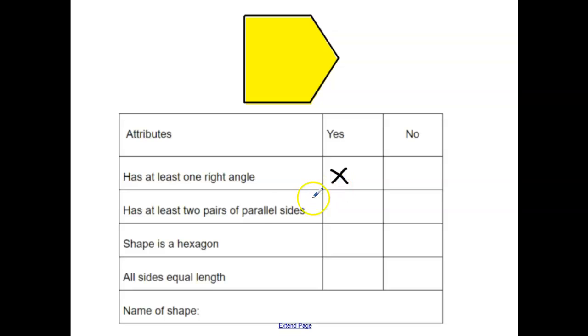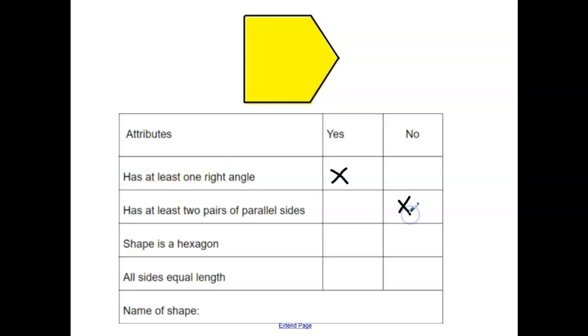Does this pentagon have at least 2 pairs of parallel sides? Remember to read the attributes very carefully, because for each polygon, the attributes change that are listed, so read them very carefully. Does this pentagon have at least 2 pairs of parallel sides? Ooh, I see that these 2 sides are parallel, so there's 1 pair. This side doesn't have a parallel partner. These don't either. So I would have to mark no, because it has only 1 pair of parallel sides.